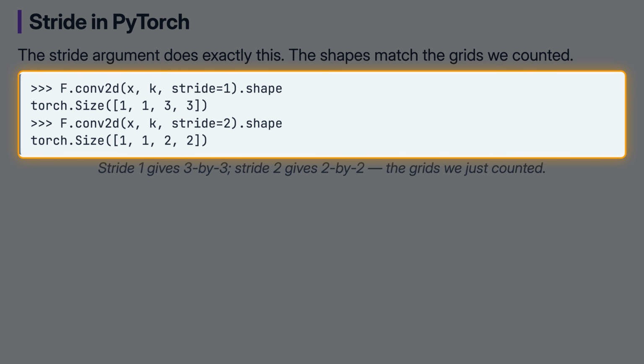The stride argument does exactly this. The first call uses stride 1, and the shape ends in 3, 3, a 3x3 output. The second call uses stride 2, and the shape ends in 2, 2, a 2x2 output. The same grids we just counted.